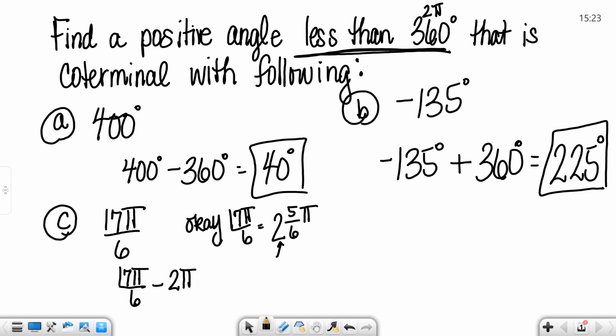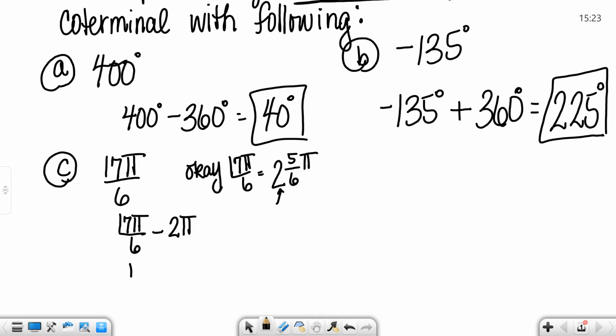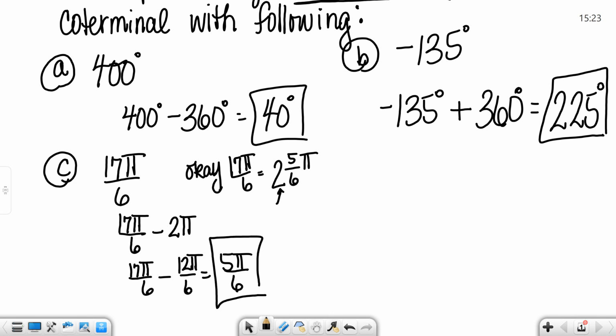Let's get a common denominator. So 17 pi over 6 minus, we need a common denominator of 6, that would be 12 pi. That leaves me with 5 pi over 6, which is definitely less than 2 pi. And really there it was sitting there when I wrote it as a mixed number. So 5 pi over 6 would be coterminal.